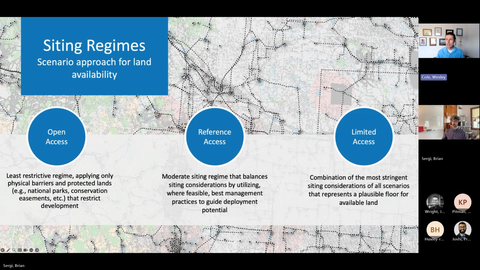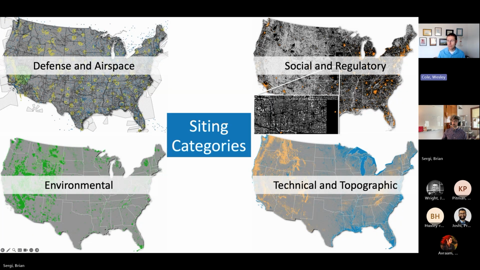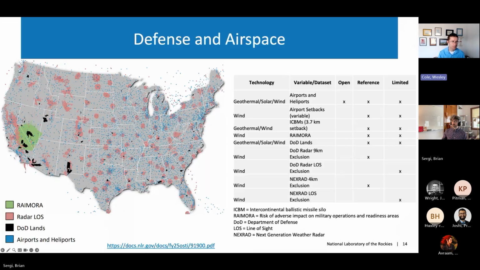So this one is intended to be more of, it's not going to be an absolute floor. You can envision futures where things are harder than this, but it's kind of a lower bound type approach for representing things. So go ahead and go next slide here. So within those three siting regimes, we're looking at different categories and applying these categories at those different levels of open, reference, and limited siting. So we'll walk through each of these: the defense, aerospace, social, regulatory, environmental, and technical topographic. So go ahead and go one more here.